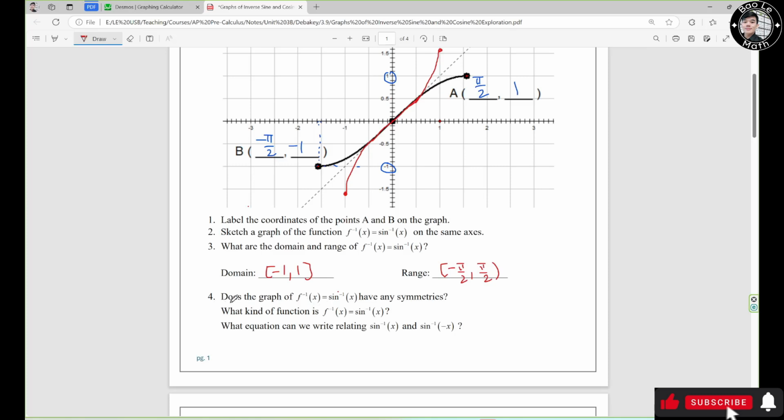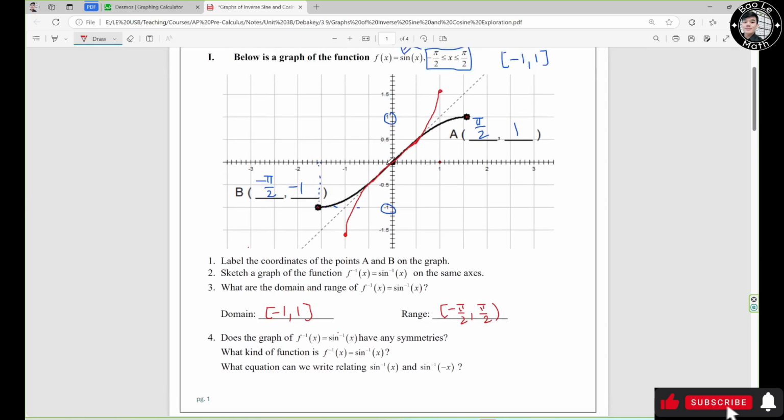Now, question number 4. Does the graph of f inverse of x equals sine inverse of x have any symmetries? Yes, it has a symmetry right here, about the origin, right? Alright, what kind of function is f inverse of x equals sine inverse of x? This is an odd function, right? Because it's symmetrical about the origin.